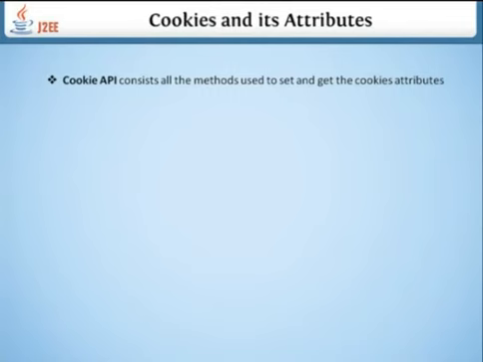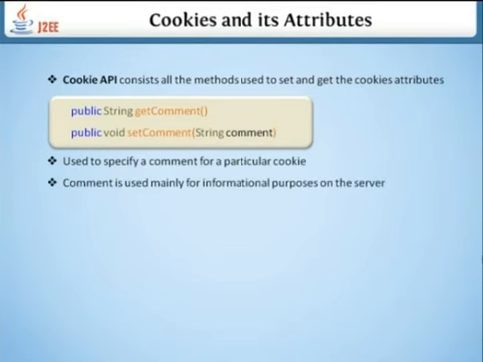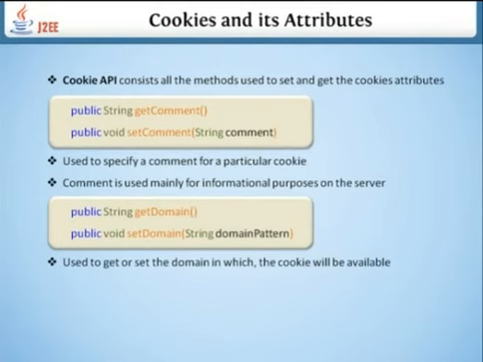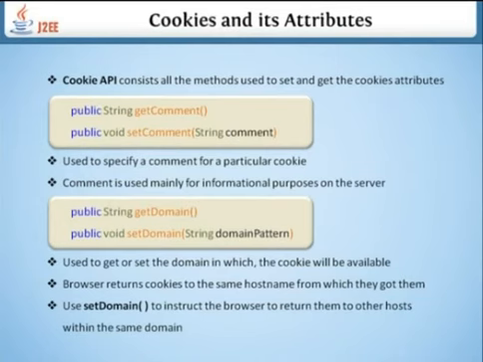The Cookie API consists of all the methods used to set and get cookie attributes. One is used to specify a comment for a particular cookie. Comments are used mainly for informational purposes on the server. Public String getDomain, setDomain are used to get and set the domain in which the cookie will be available. Browsers return cookies to the same host name from which they got them. Use setDomain to instruct the browser to return them to another host.